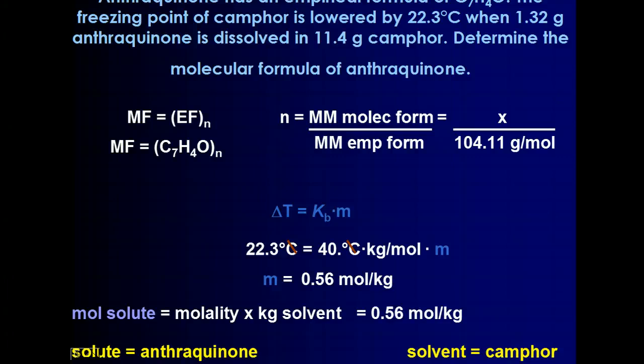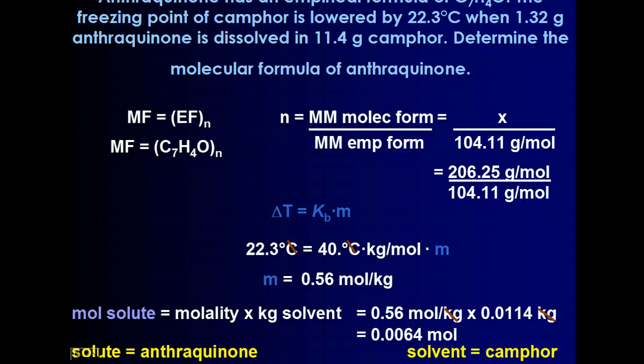0.56 moles per kilogram was our molality. Multiplying that by the kilograms of camphor gives me my moles of just the anthraquinone. Now that I have the moles of my anthraquinone and I have the mass of my anthraquinone, I can find the molar mass of my molecular formula, and that will be 1.32 grams divided by 0.0064 moles, and that gives me 206.25 grams per mole. When I divide those two, I get roughly that it's doubled, so the molecular formula will be twice the empirical formula, C14H8O2.